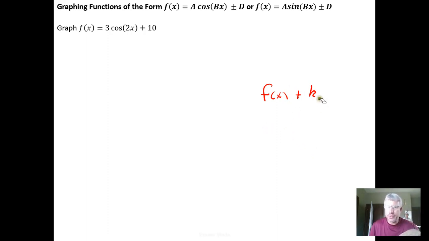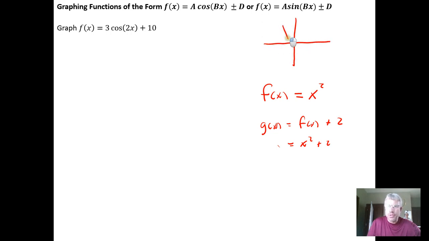And where you would have learned this, for example, would have been in the context of toolbox functions. Let's say you have f of x equals x squared, and then you create some new function g of x equals f of x, which is the squaring function, plus 2. So we really have the function x squared plus 2. In terms of graphing, what you learned to do was understand where the toolbox function lives. So here's the squaring function x squared. And then what you realized was that adding 2 to the squaring function just translated the graph 2 units upwards.